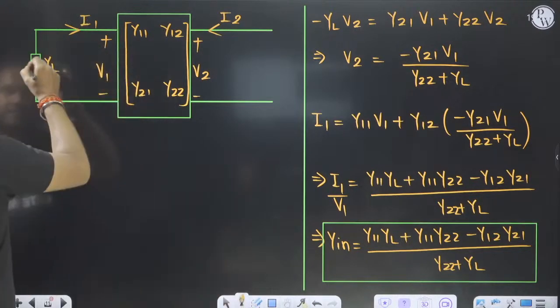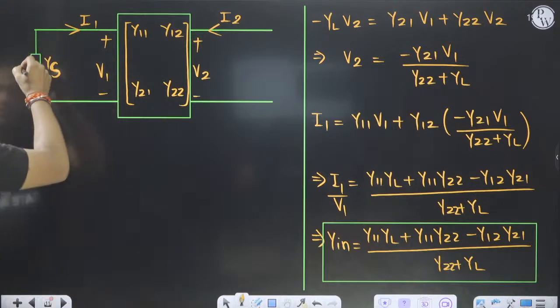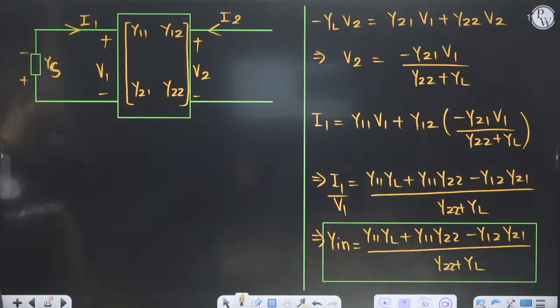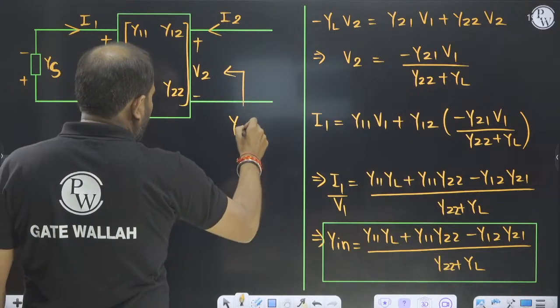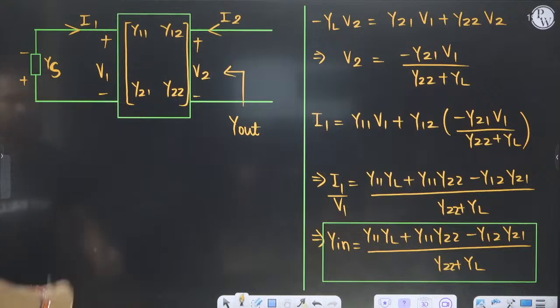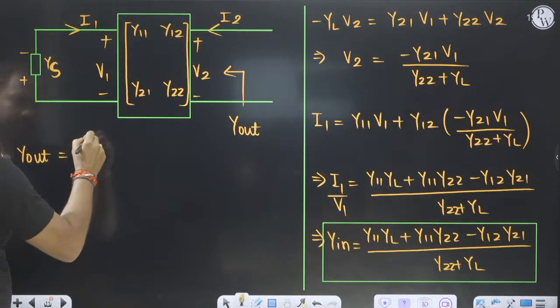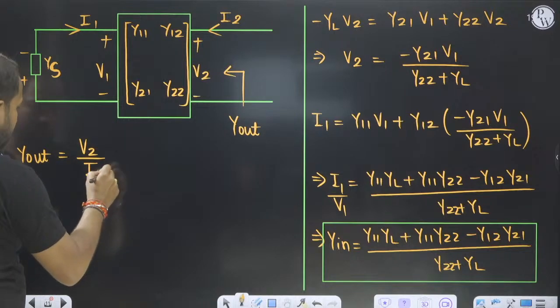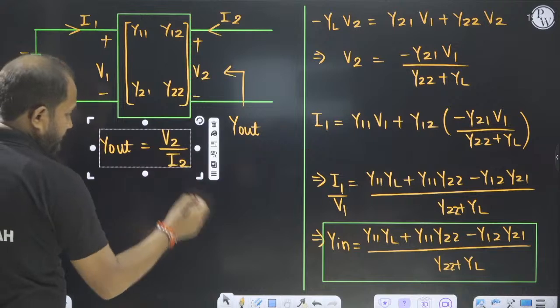This is YS. Current will be flowing like this, so plus minus. We have to find out Y out. What is Y out? Y out will be nothing but V2 upon I2. So we are going to find out V2 upon I2.